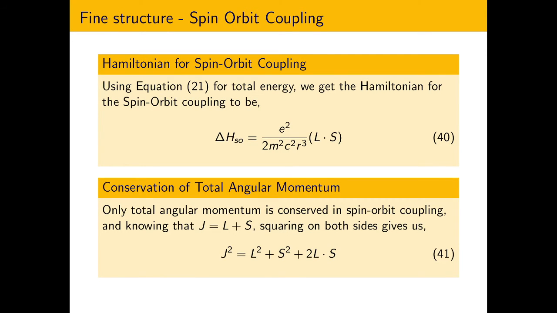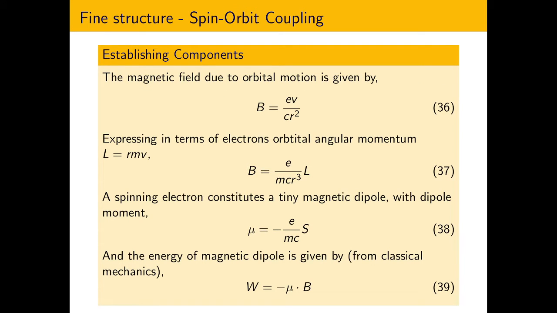Using equation 21, we get the Hamiltonian for spin orbit coupling, H_SO, to be equal to e squared by 2 m squared c squared r cubed times L dot S. We are just substituting these two quantities into equation 39. But then there is a factor of 2 introduced in the other thing.